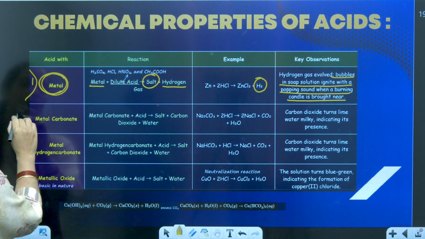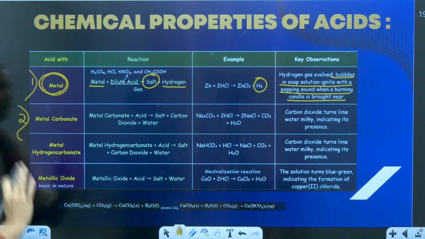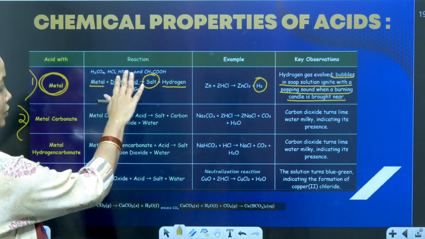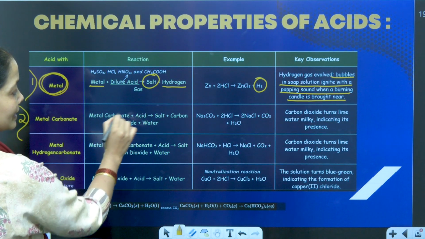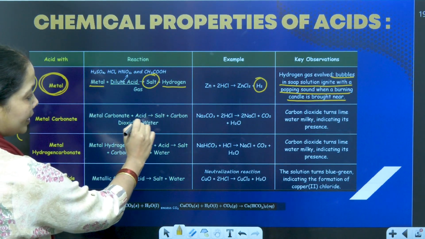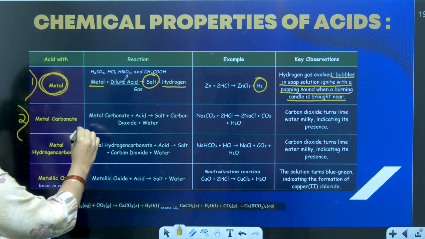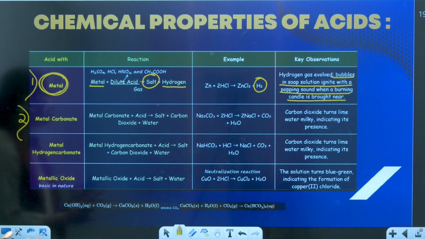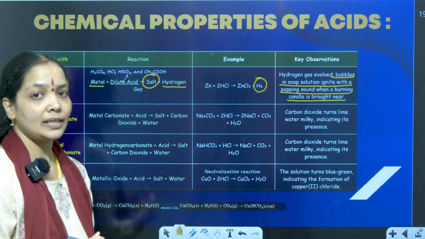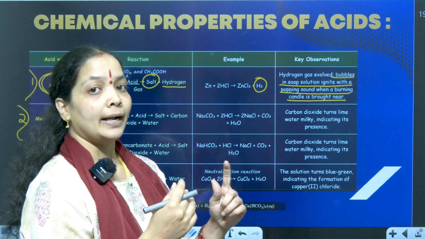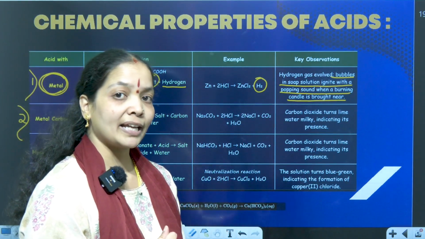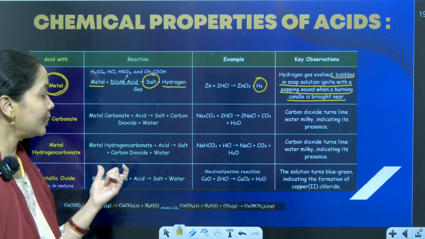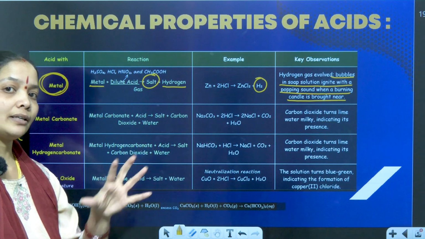Coming to the second one, what happens when a metal carbonate is reacting with an acid? General form: metal carbonate plus acid gives me salt, carbon dioxide and water. What's a carbonate? If I have any metal like zinc, ZnCO3 is zinc carbonate, MgCO3 is magnesium carbonate, Na2CO3 is sodium carbonate. So what is a carbonate? The CO3 form of a metal is a carbonate.